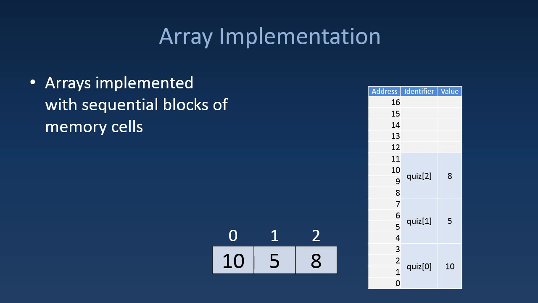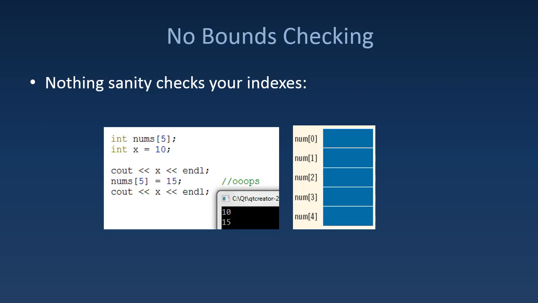Now, nothing is going to sanity check the indexes you use to try and access these elements. So here's a sample program. We declare an array called nums with 5 elements that are integers, and then a variable x that's set to 10. I print out x, I set nums sub 5 to 15, and then I print out x again.